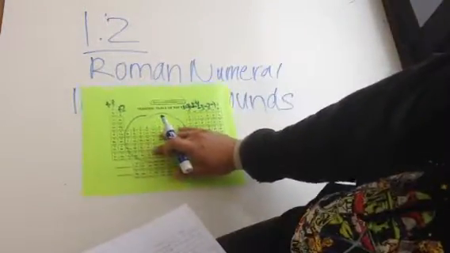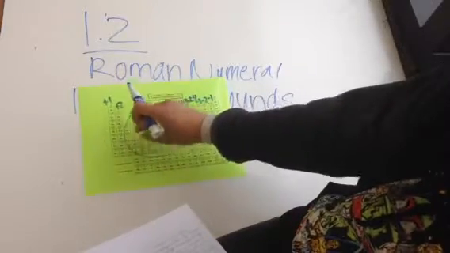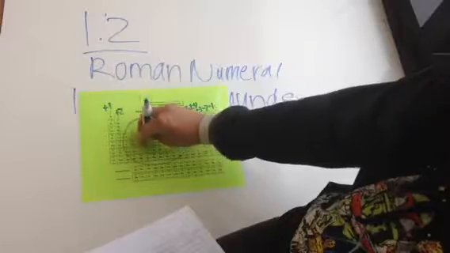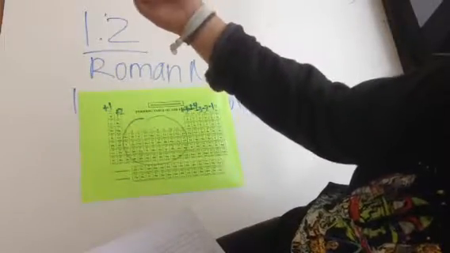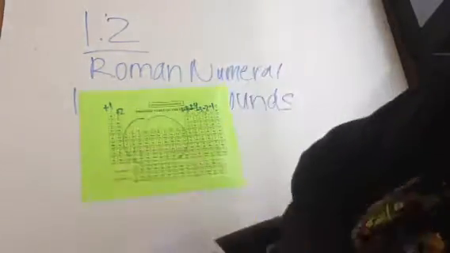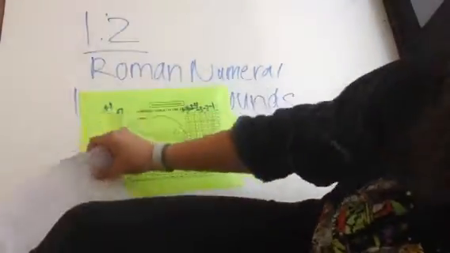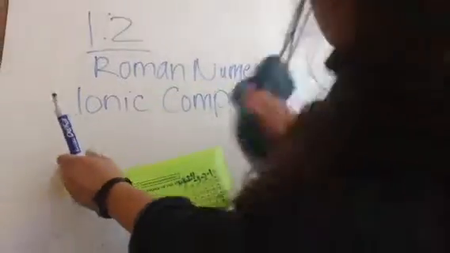So what you have to do for those is when a transition metal is your cation, the first element listed in a compound, you have to indicate the charge of it with Roman numerals. So we're going to do a few examples of that.